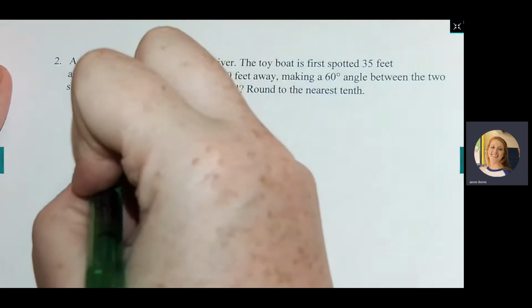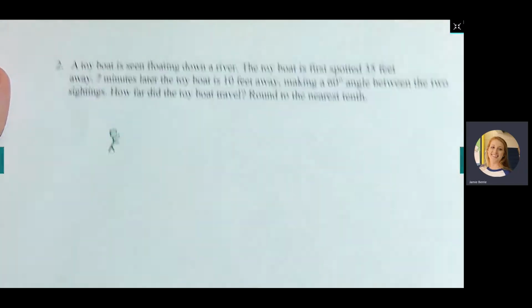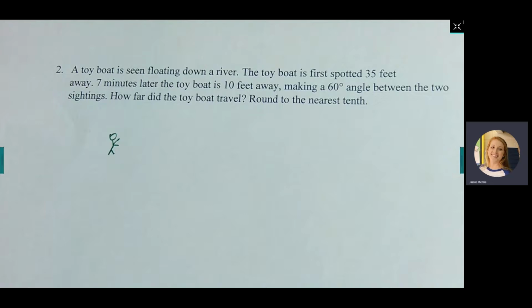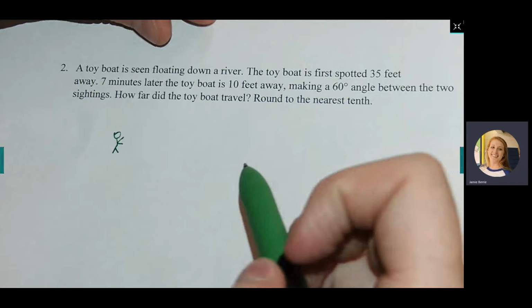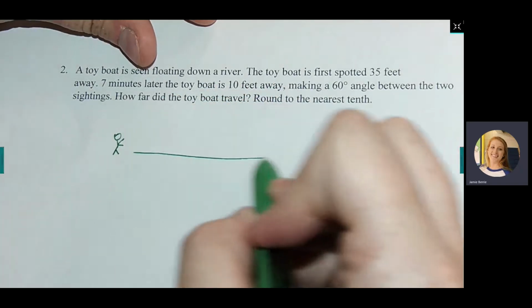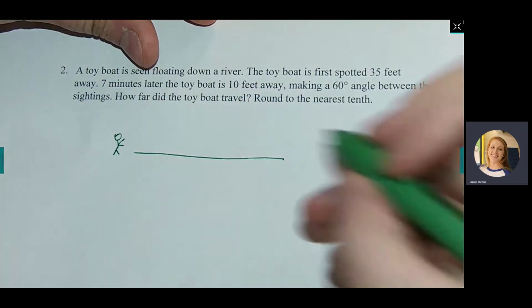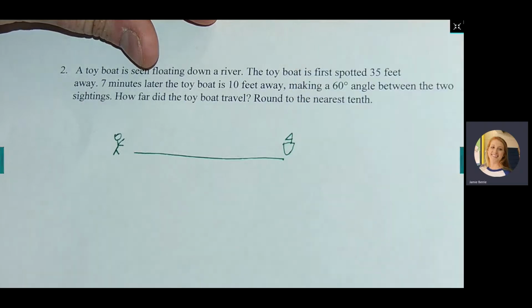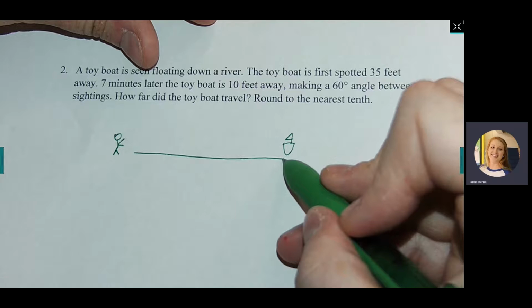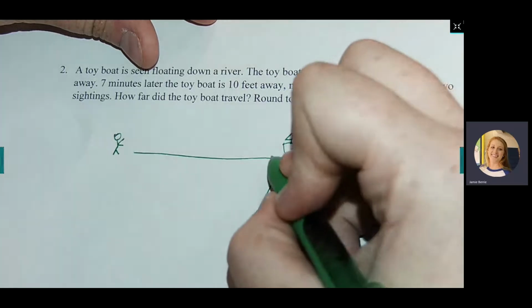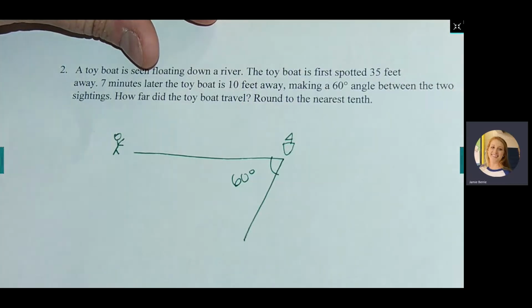Let's say that I'm here. Great picture. I don't know why I broke my back in this picture. And it's 35 feet away from me, so it's right here. Here's the boat. And then it turns a little bit, and then it floats 10 more feet. So that makes a 60-degree angle.